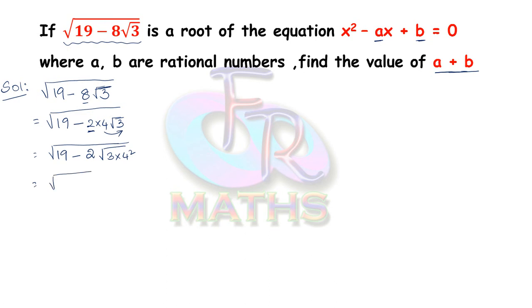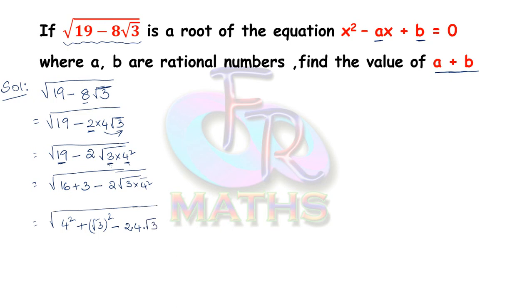Then this 19 I can write as, 4 square is 16 and this is 3, so I can clearly observe that 16 plus 3 will be 19, and you have a into b as 4 square into 3. That means this 19 I can write as 16 plus 3 minus 2 into square root of 3 into 4 square. Now I can write 16 as 4 square, plus 3 as root 3 whole square, minus 2 into, the square root of 4 square I can write as 4 into root 3.